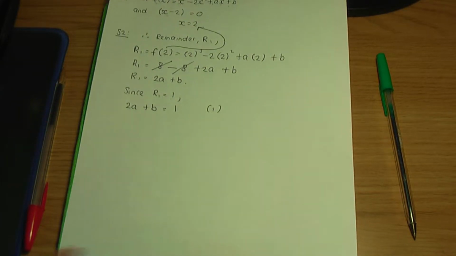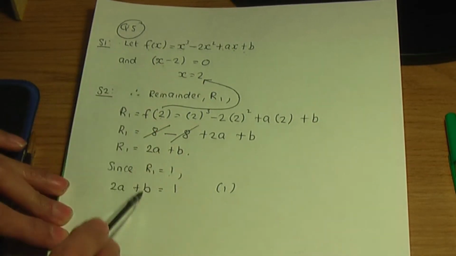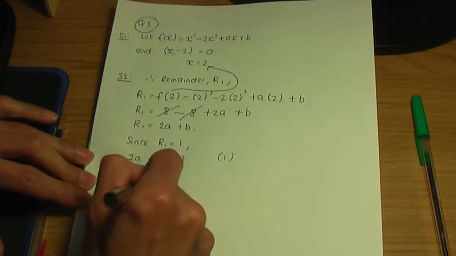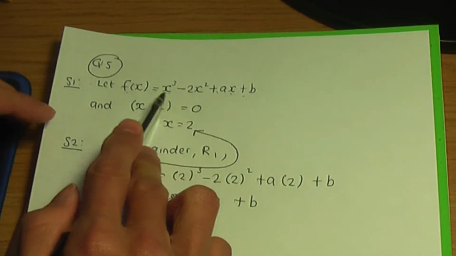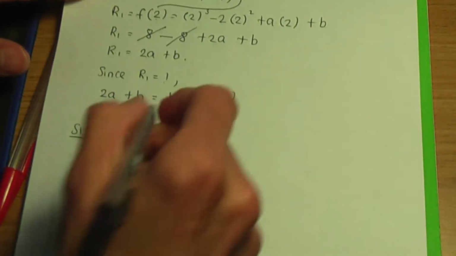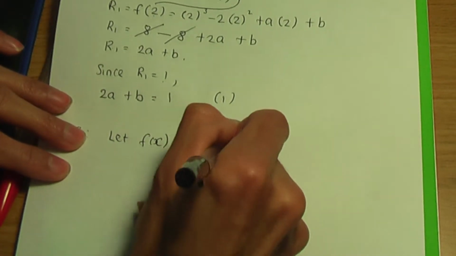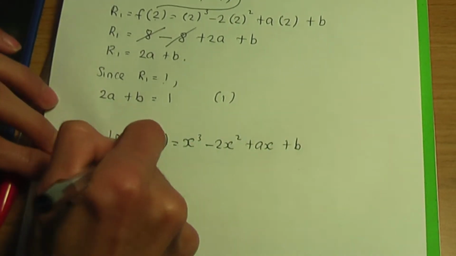Now if we go back to the screenshots, it also says that when f of x is divided by x plus 1, the remainder is 28. So let's go through the remainder theorem again to work out a second remainder R2. So back to the paper and pen. So let's go through these steps. In step number 1, we let f of x be the polynomial, so let's copy this down. It's x cubed minus 2x squared plus ax plus b.